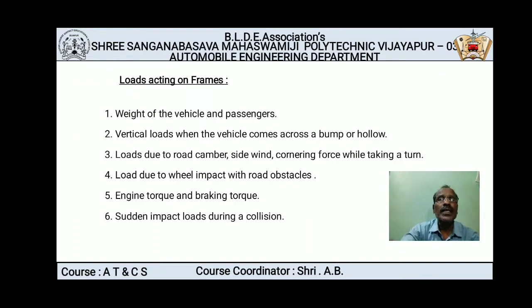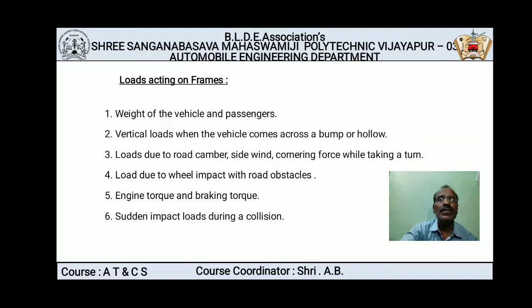Next, loads acting on the frame. Now, whatever forces come on the frame, we are going to see now. Number 1 is weight of the vehicle and passengers. Second one is vertical loads when the vehicle comes across a bump or a hollow. Third one is loads due to road camber, side wind, cornering force while taking a turn. Fourth one is load due to wheel impact with road obstacles. Fifth one is engine torque and braking torque. Last one is sudden impact loads during collision.